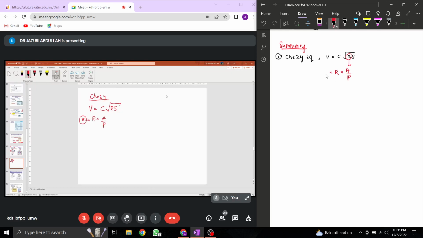And then the second part, kita dah gunakan Manning. I already introduced the Manning's equation. So we have the velocity equal to 1 over N, R to the power of 2 over 3, and then slope to the power of 1 over 2, and then dia punya R equation pun sama jugalah. So the R equal to area over wetted perimeter.